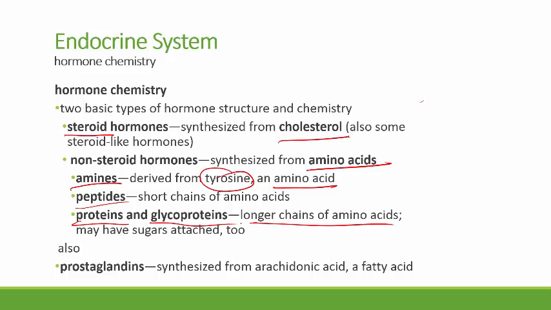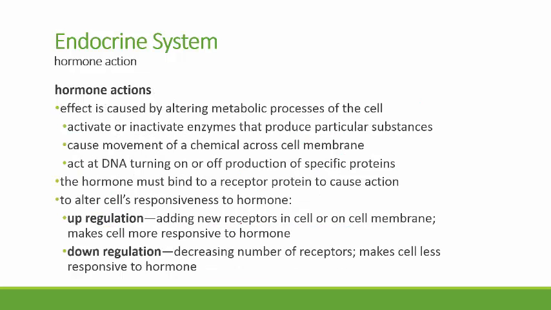And then last of all, there is a third type. This is a paracrine secretion called prostaglandins, and these are locally acting chemicals that are synthesized from a fatty acid, one called arachidonic acid.